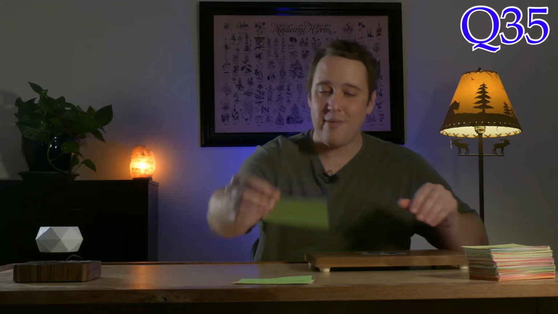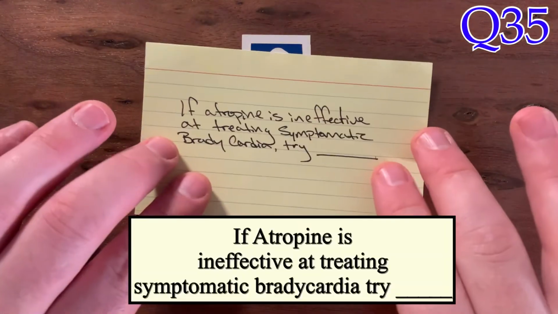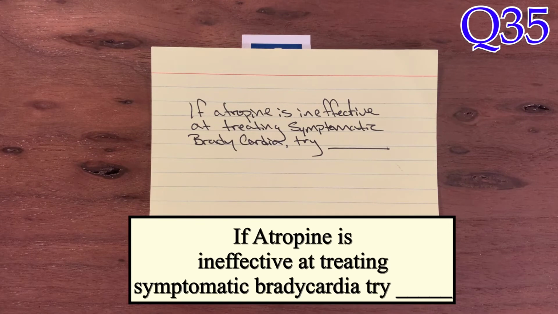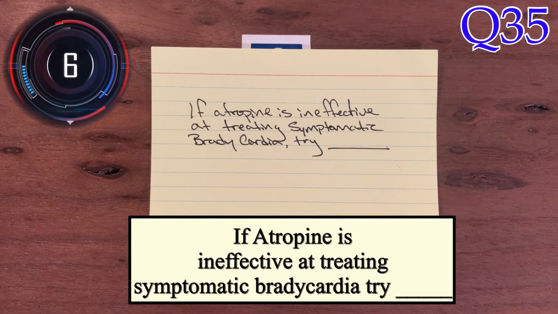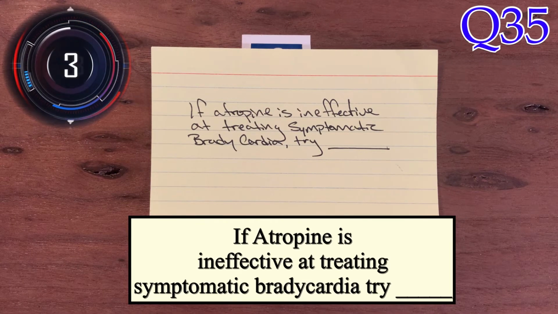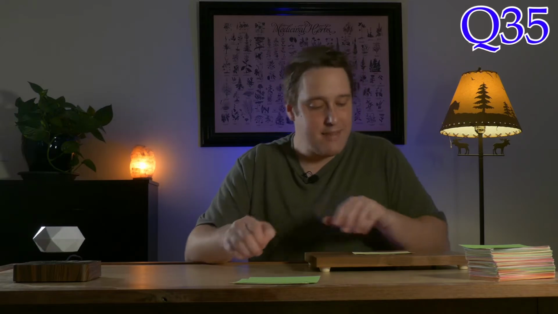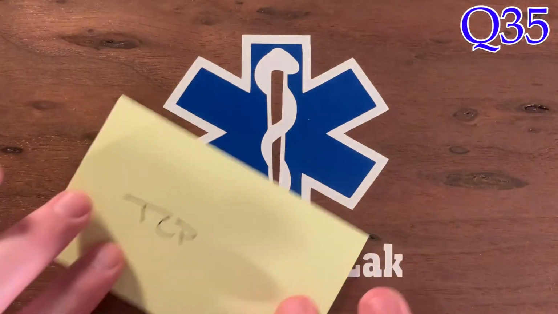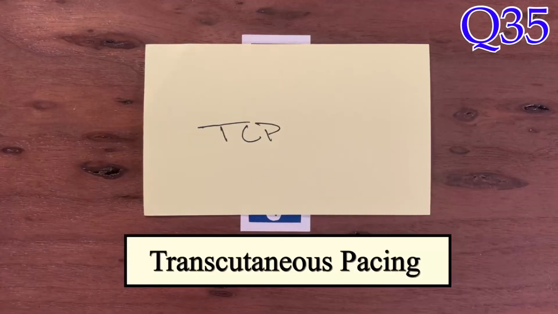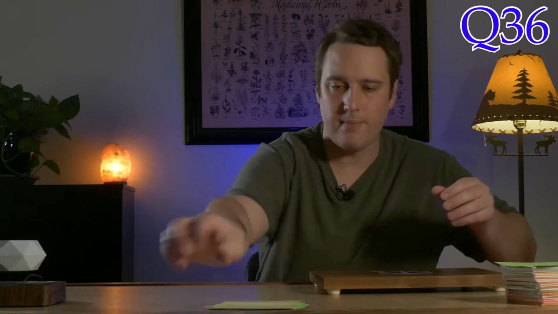Question 35. If atropine is ineffective at treating symptomatic bradycardia, try blank. So like it or not, if your atropine is ineffective at treating a bradycardic patient who is symptomatic, you're going to move on to transcutaneous pacing, or TCP. Alright, question 36.